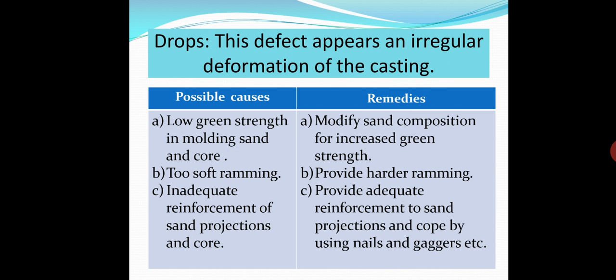Next defect is drops. This defect appears as an irregular deformation of the casting. Causes are low green strength in molding sand and core, too soft ramming, inadequate reinforcement of sand projections and cores. So to avoid this defect, we have to modify sand composition for increased green strength, provide harder ramming, provide adequate reinforcement to sand projections and cope by using nails and some supports.